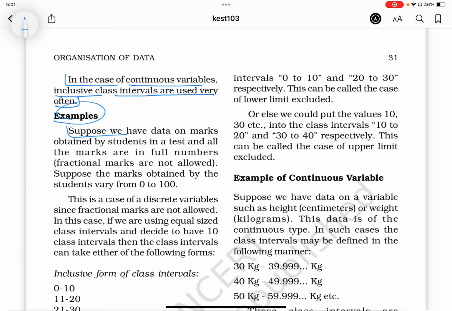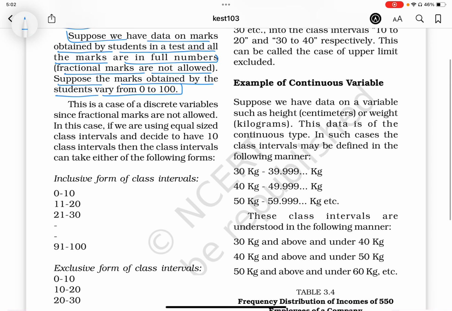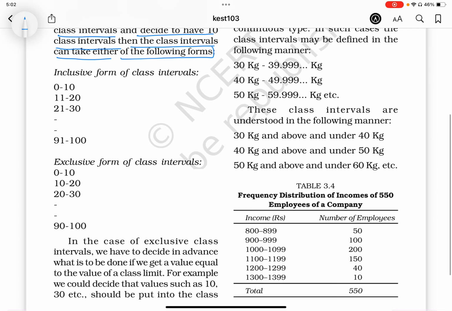Example: suppose we have data on marks obtained by students in a test and all the marks are in full numbers. Fractional marks are not allowed. Suppose the marks obtained by the students vary from 0 to 100. This is a case of a discrete variable since fractional marks are not allowed. In this case, if we are using equal sized class intervals and decide to have 10 class intervals, then the class intervals can take either of the following forms.